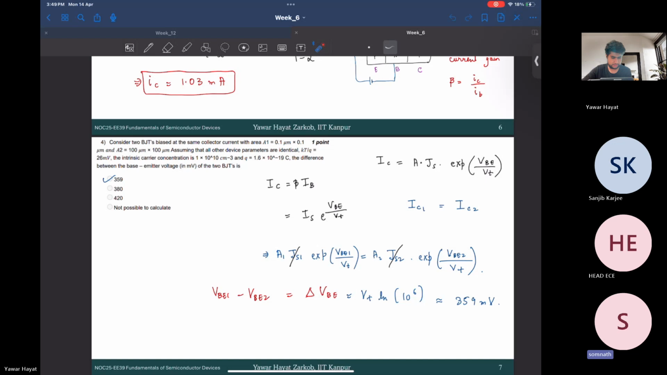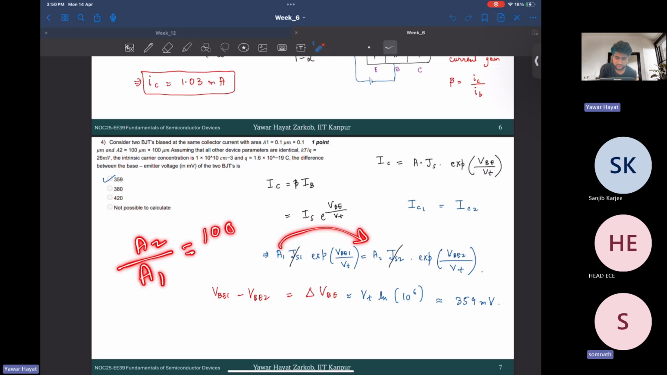That 10 to the 6 will be A2 by A1. What would be 10 to the power 6? A2 by A1. A1 is 0.01 and A2 is 100 times 100, and we have 10 to the power minus 2. If you see, this will go up, and we'll have a 10 to the power 6 factor. That's why it's 10 to the power 6 here. So that was how you get the answer of about 360 millivolts.